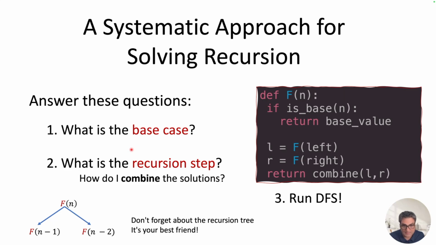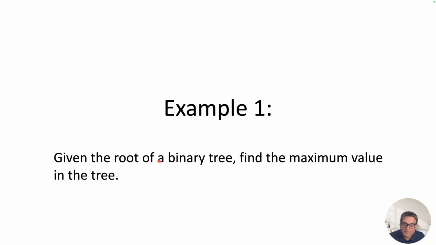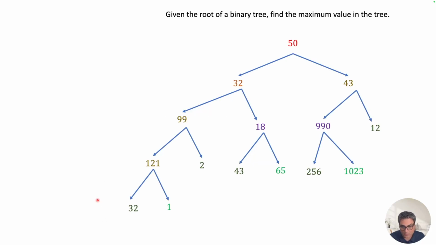Let me show you some examples. Example number 1, given the root of a binary tree, find the maximum value in the tree. So I give you a binary tree, and all I want is to find the maximum value in that tree. Here's our binary tree. There are various numbers here. We want to return the maximum value. In this case, the maximum value is here. How do we solve this? You can pause the video here and think and see if you can solve this recursively.